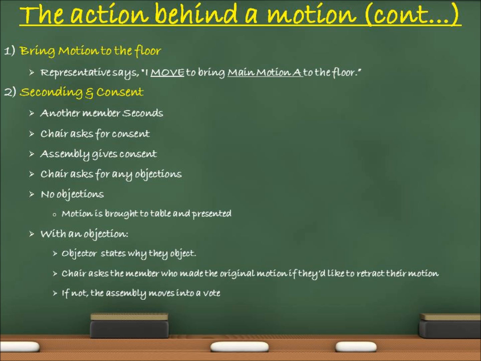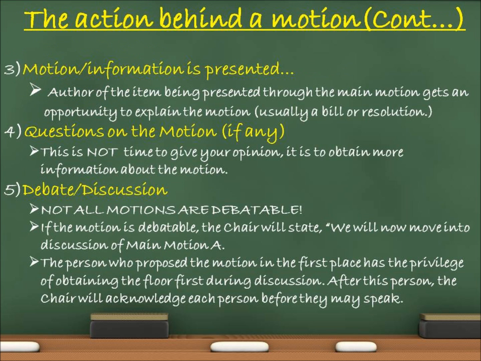If there is an objection, the objector will state why they object. The chair will then ask the member who made the original motion if they'd like to retract their motion. If not, the assembly moves into a vote. Step 3. The motion and information are presented.